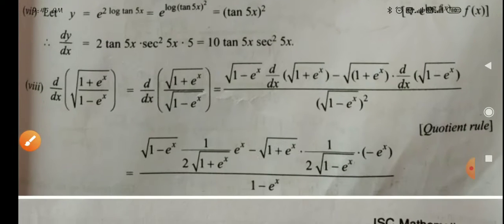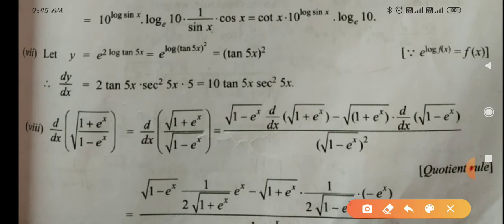Now part 7th. In 7th part it is given e to the power 2 log 10 5x. First of all, this power you will take with log 5x. So it will become simplification, it is just simplification. E to the power log 10 5x to the power 2.